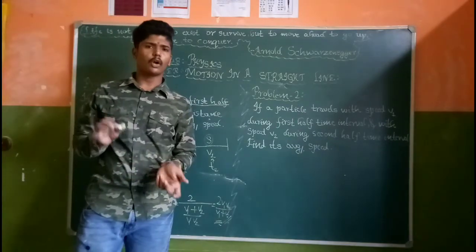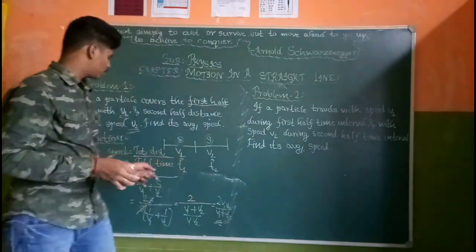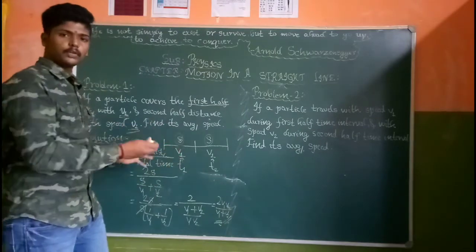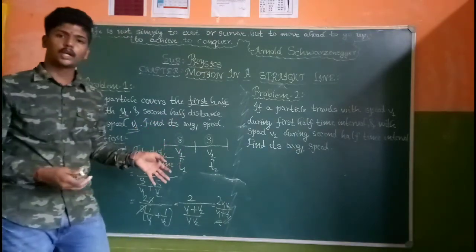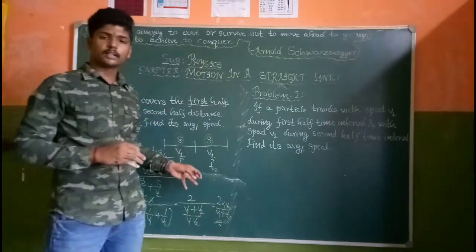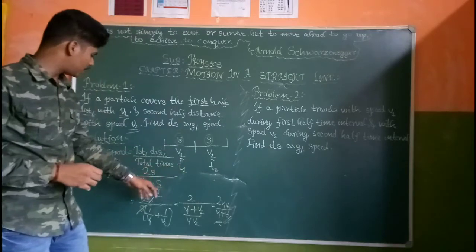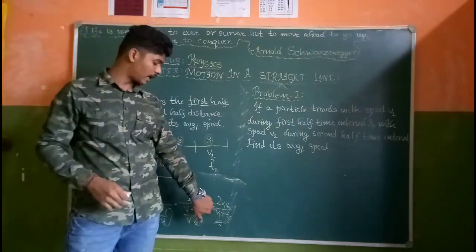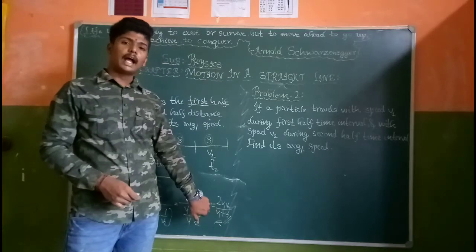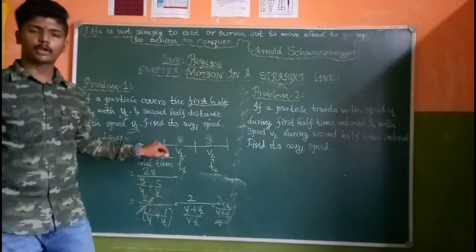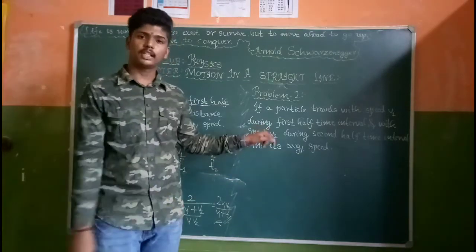But if you are not so good in maths, you have to go by the conceptual method and solve each and every step, and you have to know which step is correct at which time. Then you will get the average speed, and you will substitute the values. So this is about problem 1. Next we will see problem 2.